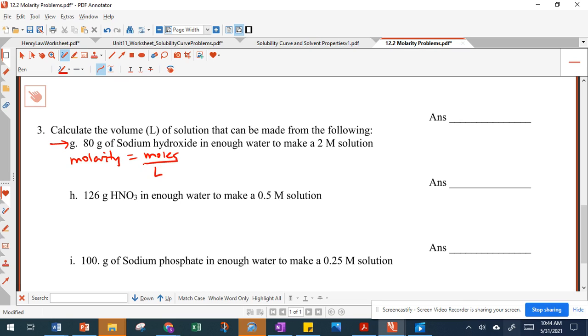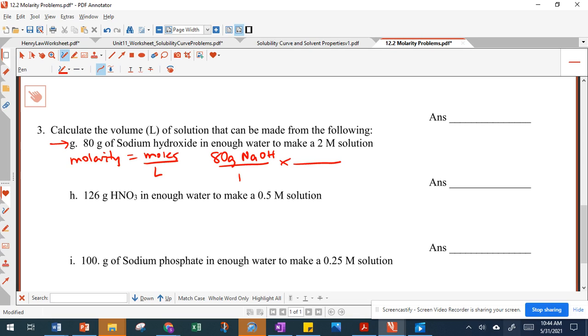So for us to find the volume, we're going to have to first get the moles. We don't have moles, we have grams. We have 80 grams of sodium hydroxide, so we have to convert that into moles by dividing by our molar mass. So let's look at our periodic table.